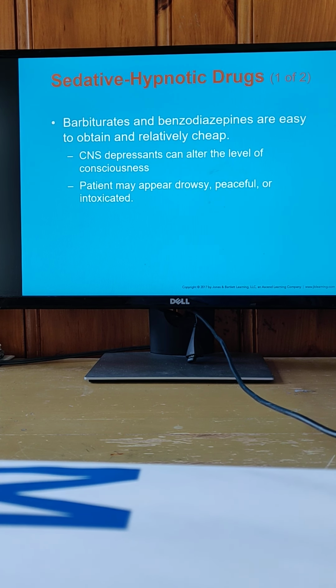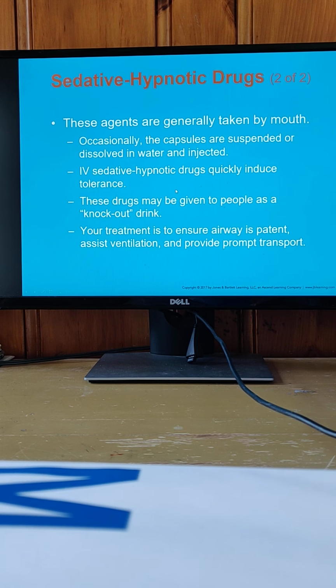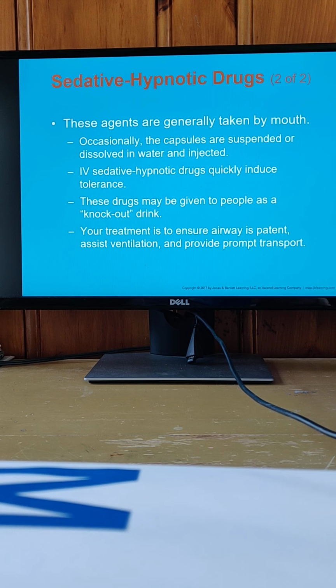Barbiturates and benzodiazepines are easy to obtain and relatively cheap. They are central nervous system depressants, which can alter the level of consciousness. The patient may appear drowsy, peaceful, or intoxicated. These agents are generally taken by mouth. Occasionally, the capsules are suspended or dissolved in water and injected.